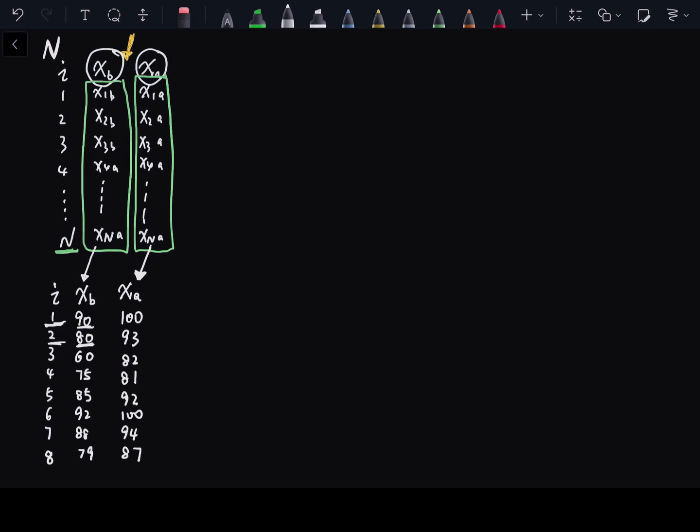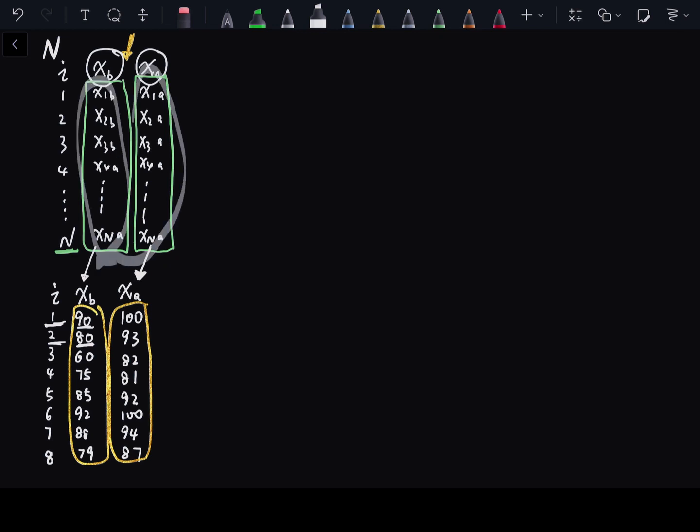So now you look at these two, we call it two samples. These two samples come from the two populations, because the populations are related and the two samples are related, like 90 and 100. These two values are paired or matched or related because it's for the same student.